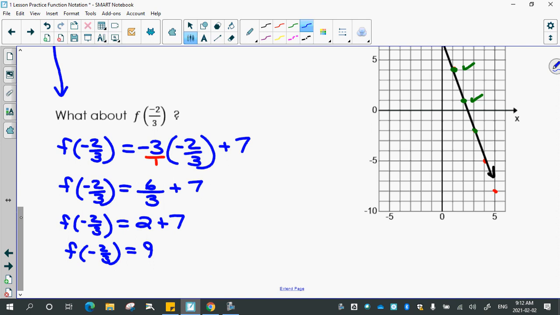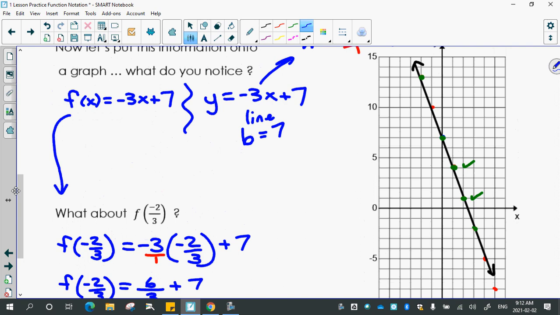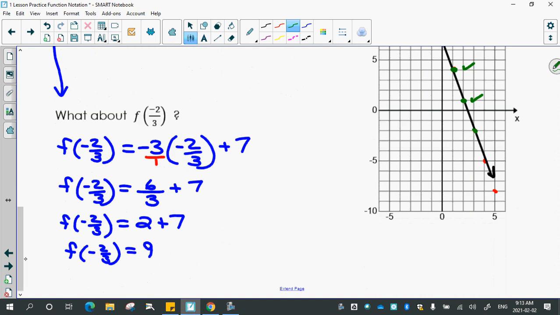See if that makes sense with your graph. So our x is negative 2/3, which is about here, and our y is 9. So that would be that point right there. Negative 2/3 and 9. Make sense? Okay. Great.